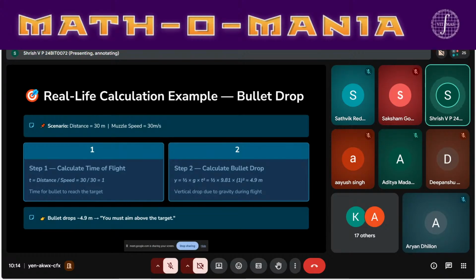Now let's do a real life calculation example. Consider a scenario where you are a sniper and the target is 30 meters away from you, and the speed of the bullet that you are going to fire is 30 meters per second.